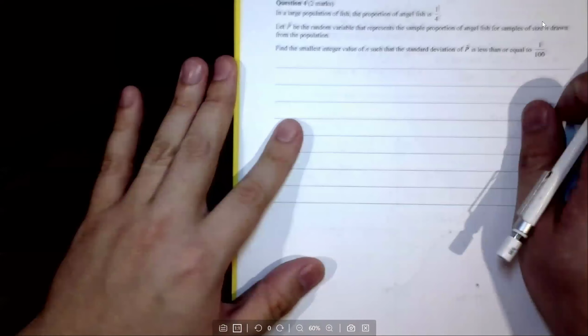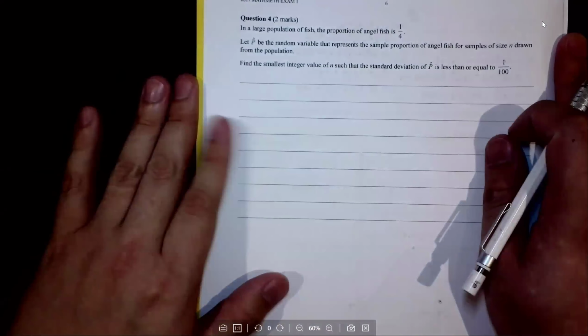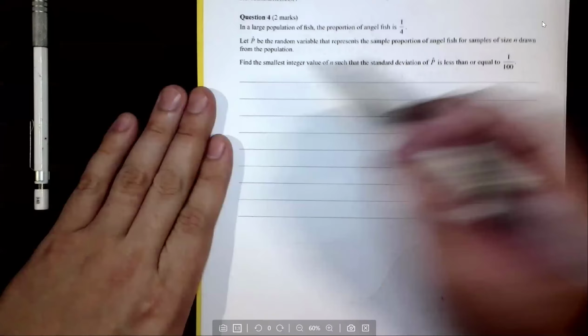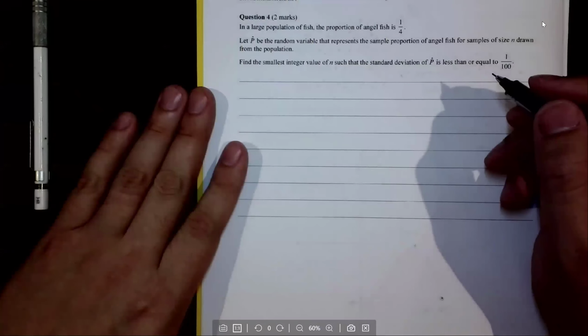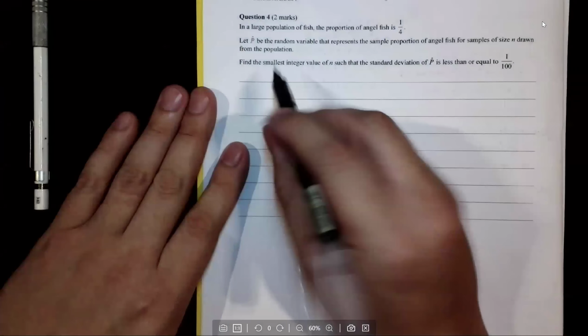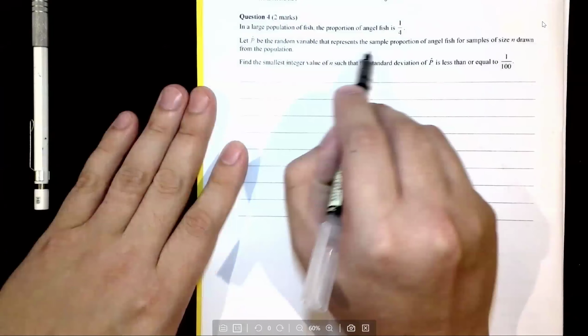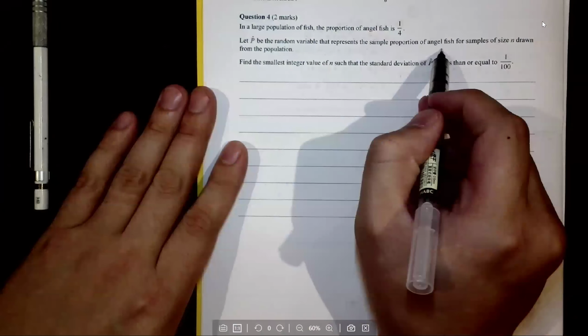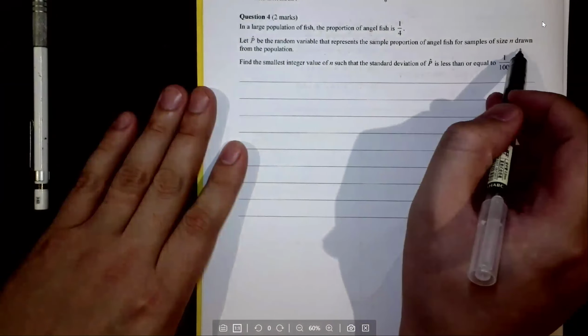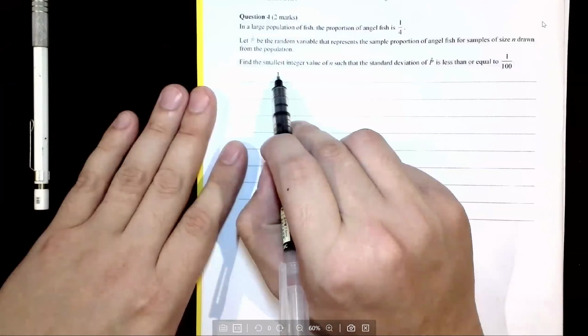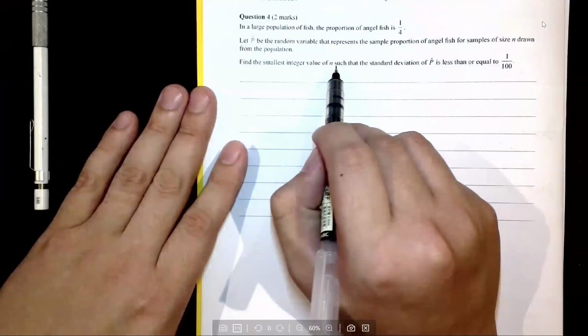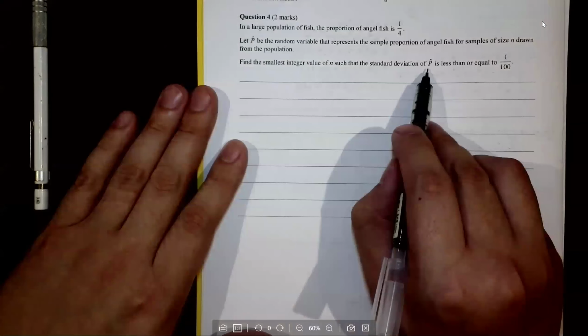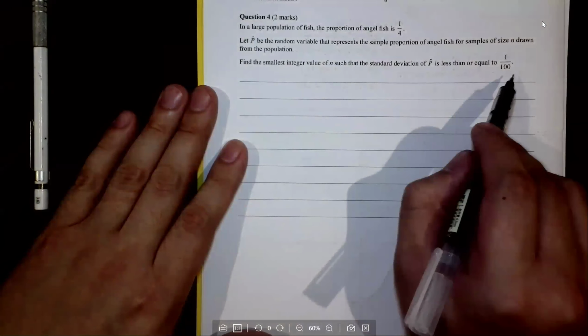Question 4 is a very simple 2 marks sampling distribution question. In a large population of fish, the proportion of an angelfish is a quarter. P hat is a random variable representing the sample proportion of angelfish for samples of size n drawn from the population. We want to find the smallest integer value of n such that the standard deviation of p hat is less than or equal to 1 out of 100.